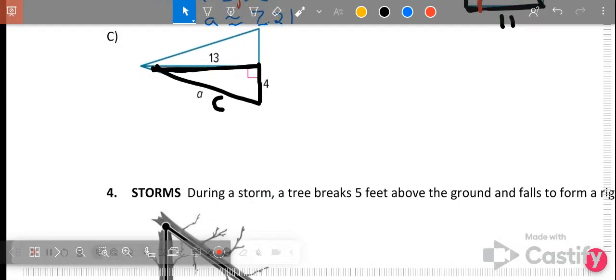Going down to part C. And please feel free to pause this video at any point if you feel like I'm going too fast. The pause will help people write things down and help you process information.